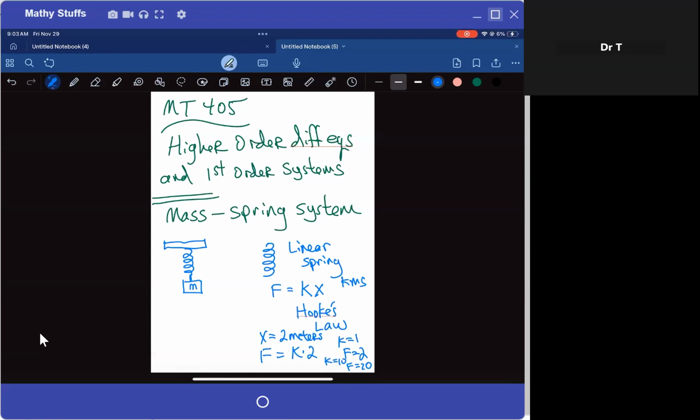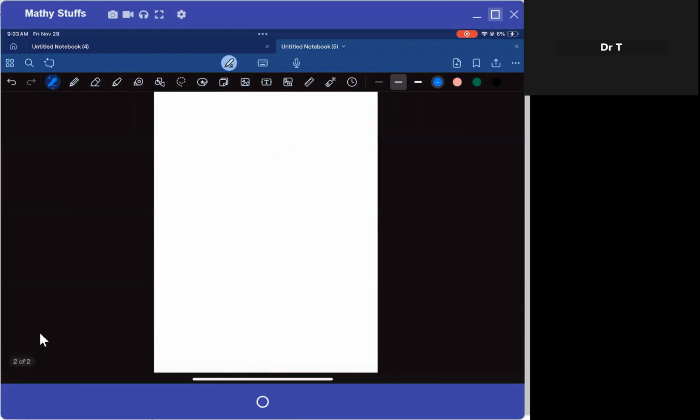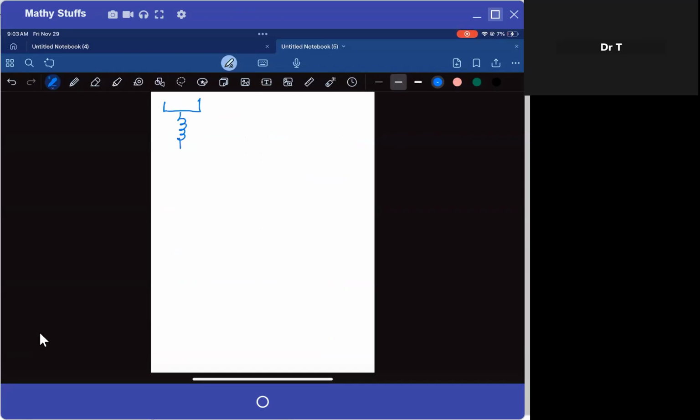All right, so let me flip pages here. So I've got my spring and I attach a mass M to it. Now, currently, there's only one force acting on this thing, and that is the force of gravity. And the acceleration of gravity, we're going to assume, is 9.8 meters per second squared. So the acceleration of gravity pulls upon that mass and creates a force.